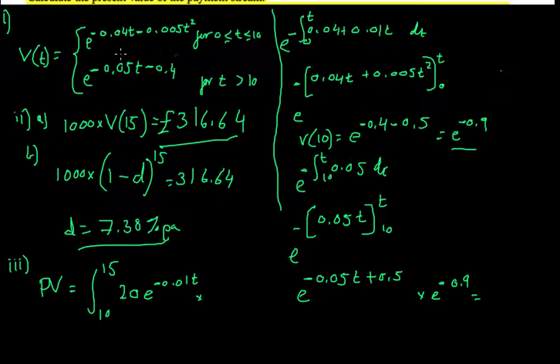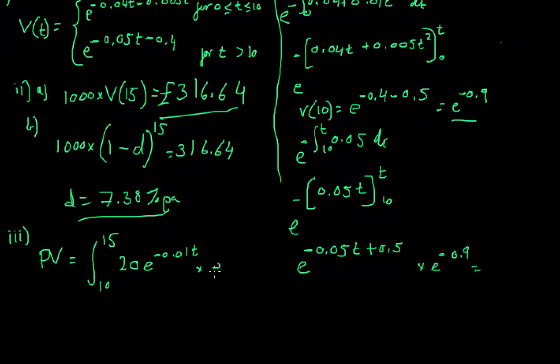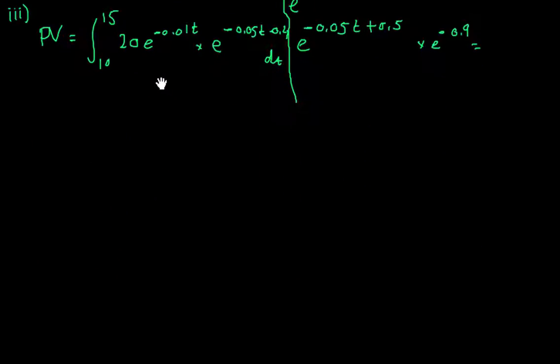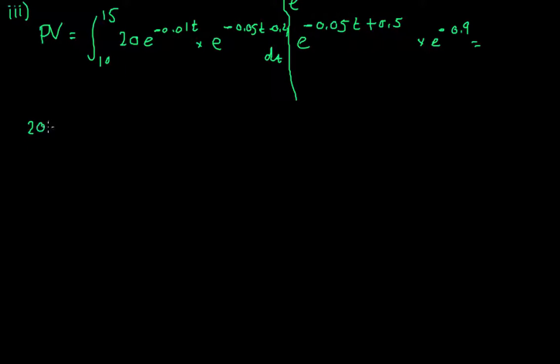So v of t in this case is this bit over here when t is greater than 10, so 10 to 15. So it is e to the negative 0.05 t minus 0.4. And I should just separate that, and there can be a dt written over there. So all we've got to do is find the integral of this and we've got our answer. So I can take out 20 to make life easier, put it between 15 and 10 still. Simplify this, so e to the negative 0.01 t multiplied by this bit over here, that's going to be e to the negative 0.06 t minus 0.4 dt.